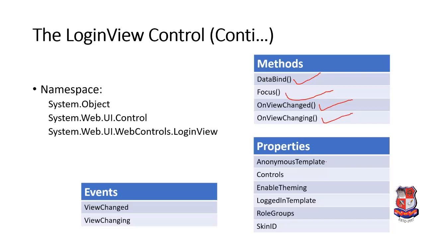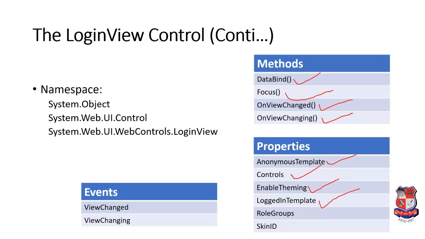Next are the properties of login view control. Inside it, first is AnonymousTemplate. It retrieves or specifies the template that needs to be displayed to users who are not logged in to the website. Next is Controls. It is used to retrieve the control collection object that contains the child controls for the login view control. Next is EnableTheming. It is used to retrieve or specify a value indicating whether the theme can be applied to the login view control or not.